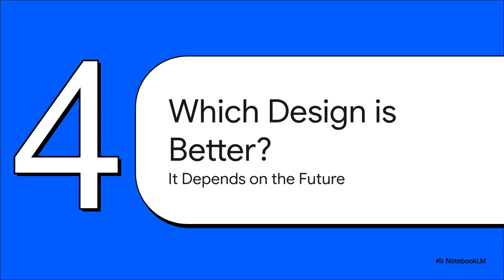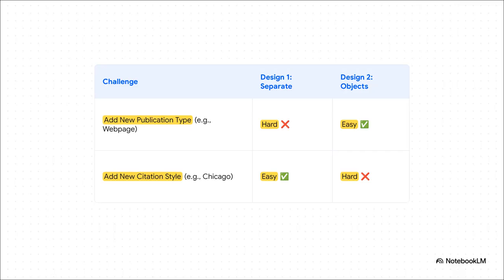But hold on. What if the challenge wasn't adding a new type of thing? What if the change we needed to make was something completely different? And this is where the whole thing gets turned on its head. Look at this. For adding a new publication type, a new noun, Design 2 is the easy winner. We saw that. But what if the challenge was to add a new citation style, a new verb, like the Chicago style? All of a sudden, Design 1, the one that seems so clunky, is actually the easy one. You just write one new Cite Chicago function and you're done.